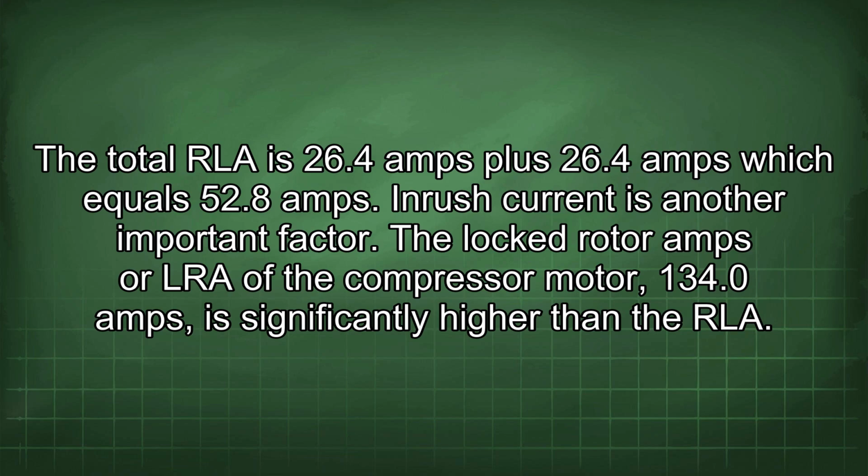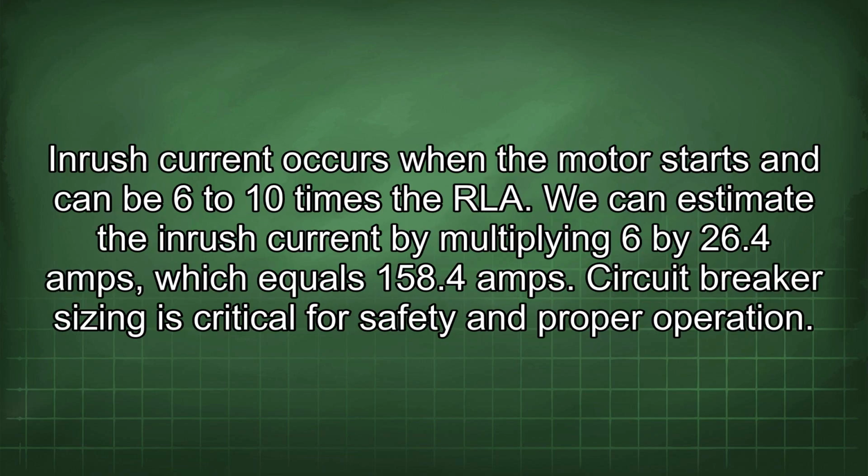Inrush current is another important factor. The locked rotor amps, or LRA, of the compressor motor, 134.0 amps, is significantly higher than the RLA. Inrush current occurs when the motor starts and can be 6 to 10 times the RLA. We can estimate the inrush current by multiplying 6 by 26.4 amps, which equals 158.4 amps.